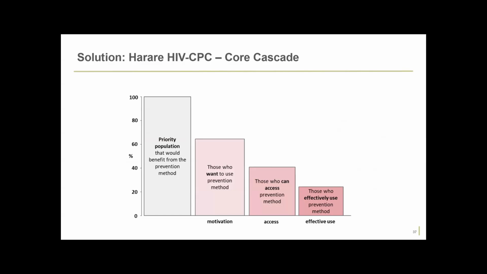This is just an illustration of what I was talking about as we move through all these bars. Let's move on.